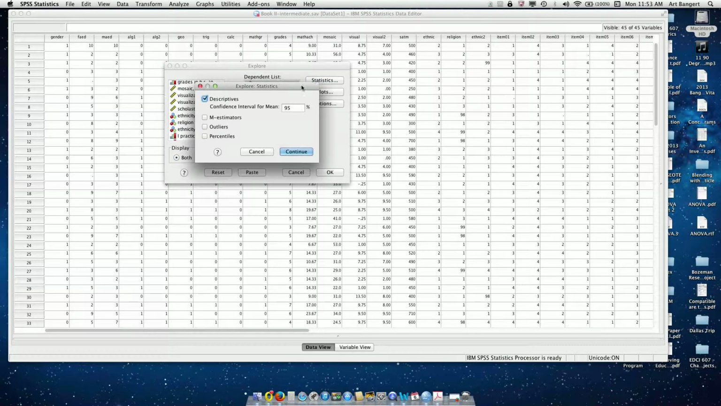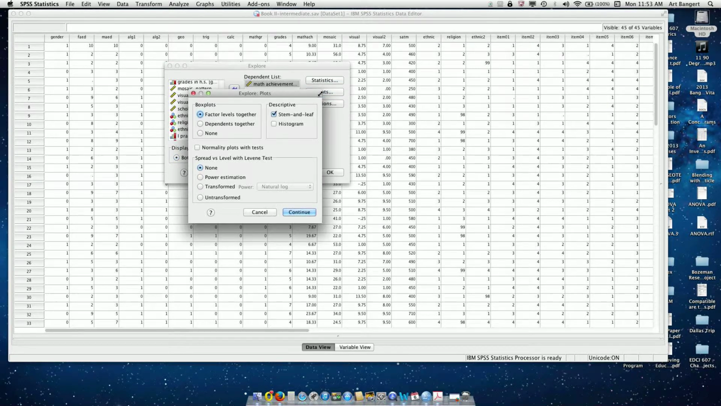The next part that we want to consider is the statistics. Now, we don't really need to check anything here except to make sure that descriptives is checked, because we will get all the information that we need in terms of the descriptive characteristics for this data.